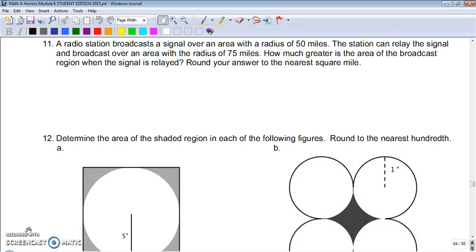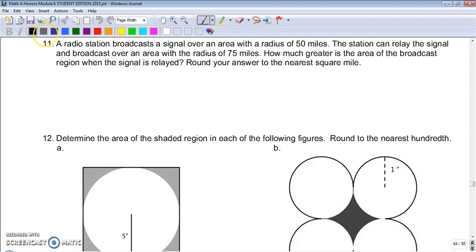A radio station broadcasts a signal over an area with a radius of 50 miles. The station can relay the signal and broadcast over an area with a radius of 75 miles. How much greater is the area of the broadcast region when the signal is relayed? Round your answer to the nearest square mile.